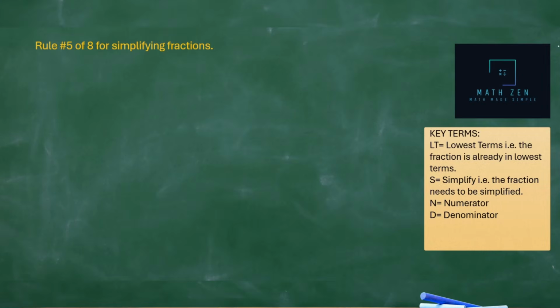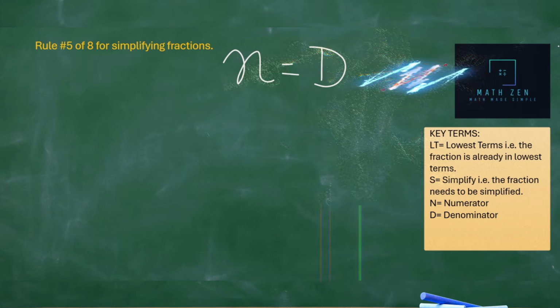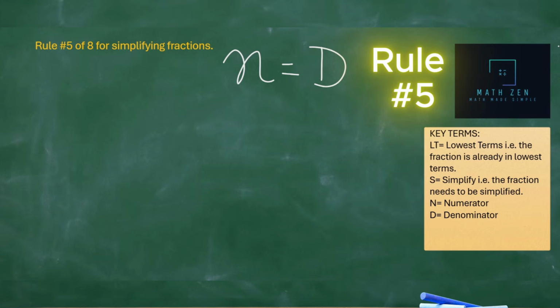Alrighty, it's time to get into rule number 5, which is, drumroll please, the easiest rule of all. It is called N equals D, and what that stands for is numerator equals denominator. Simply put, for fractions, what that looks like is when your numerator is the same exact number as your denominator. And what that means for you is that every time you see that, you just simplify the fraction to 1. So for example, you could have 2 halves, and that's just going to simplify to 1 whole.